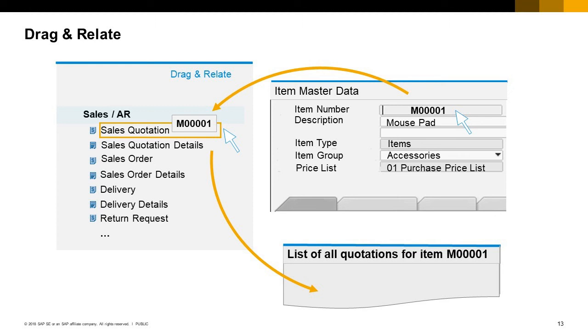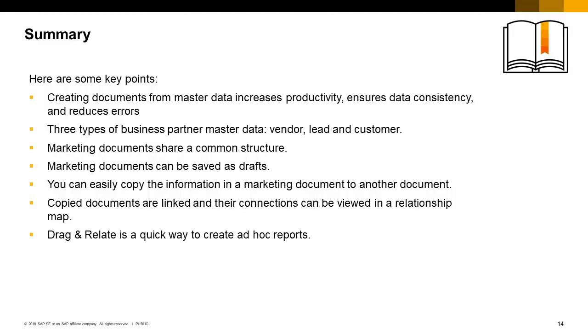If this list is too long, you can filter the list to display just the results that you are interested in. You can limit the authorizations per user for using the reports in the General Authorizations transaction in the Administration menu. Here are some key points to remember.